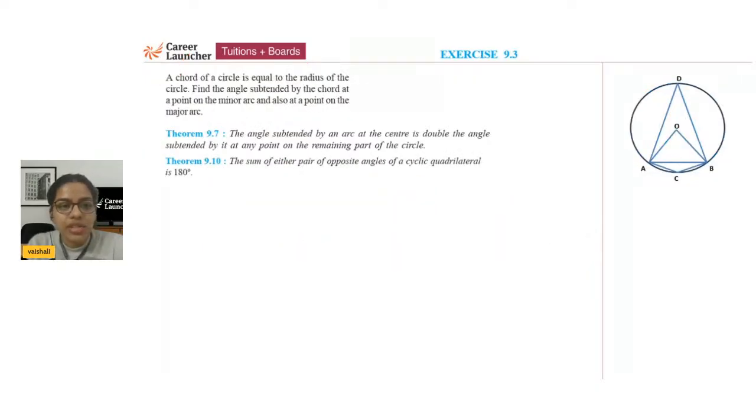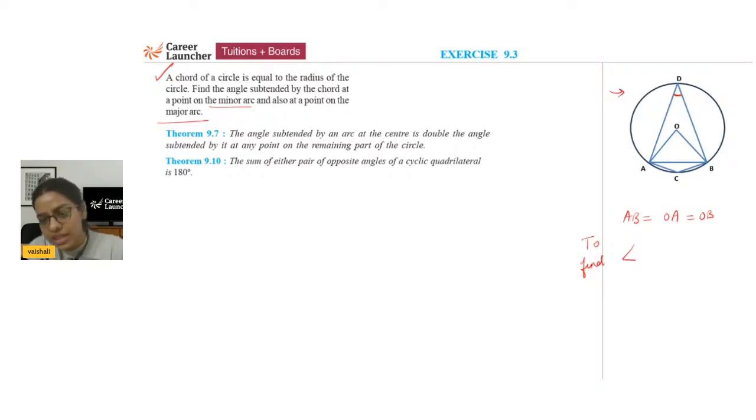A chord of a circle is equal to the radius of the circle. Now remember, as per the very first statement, this is the diagram that we are going to assume. The chord AB is equal to the radius. Now OA and OB are the radius. So AB is equal to OA, which is further equal to OB. Now we need to find the angle subtended by the chord at a point on the minor arc and also on the major arc. So what you need to calculate is what is the angle we need to find.